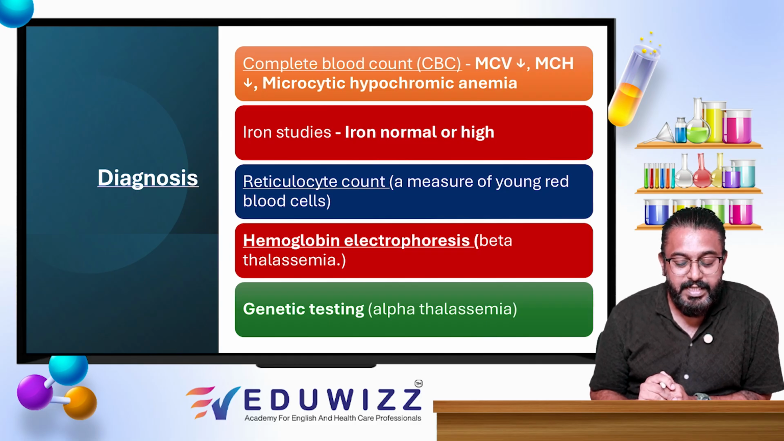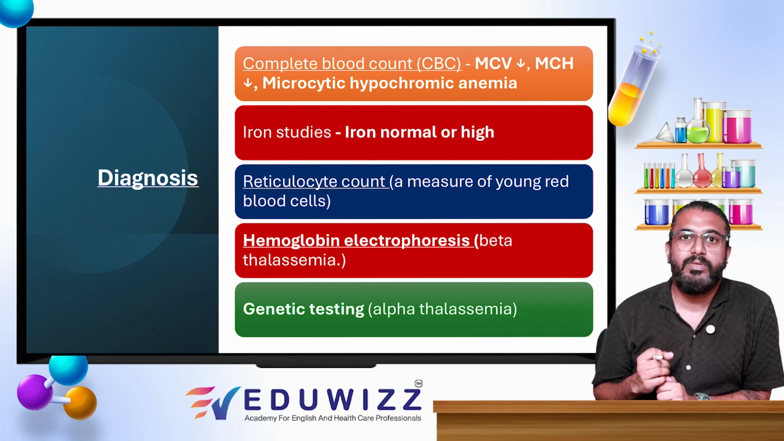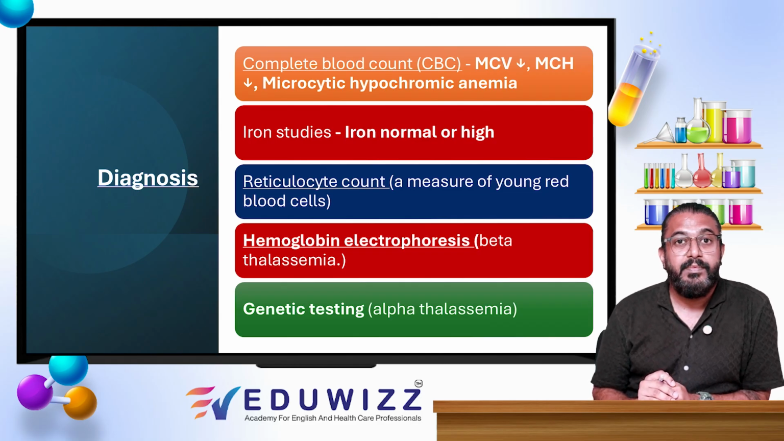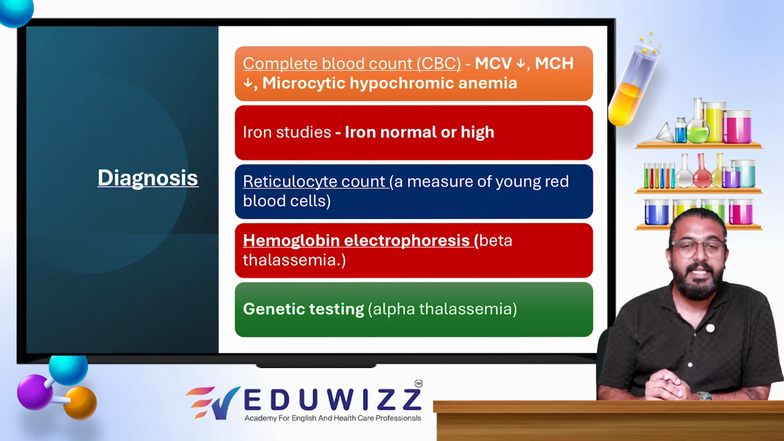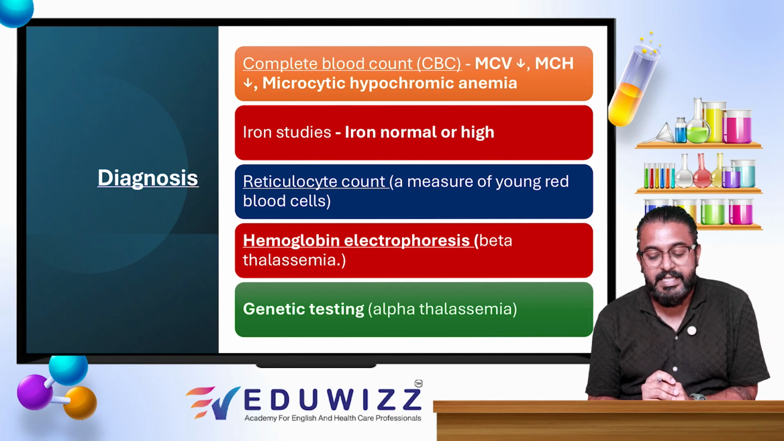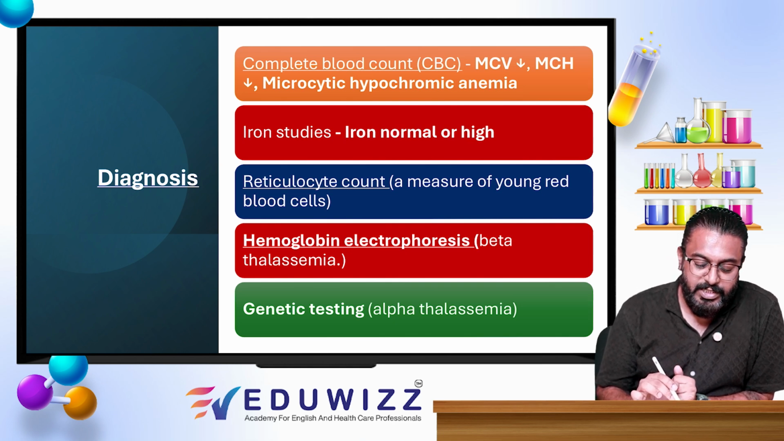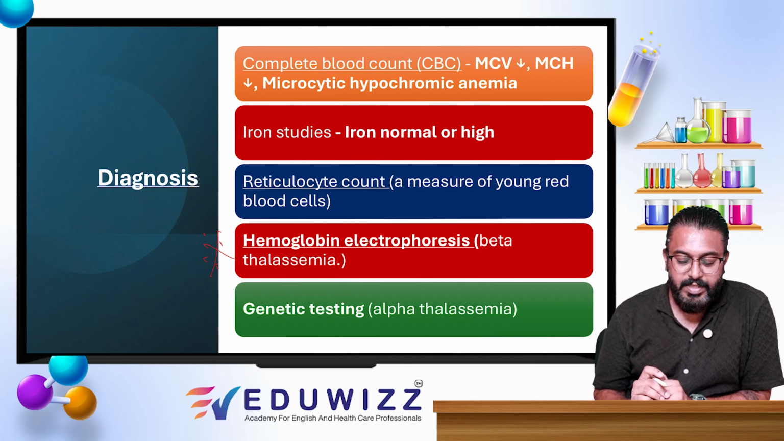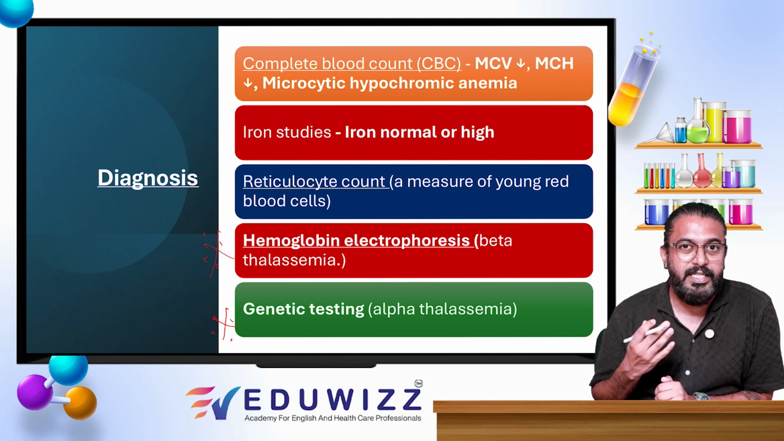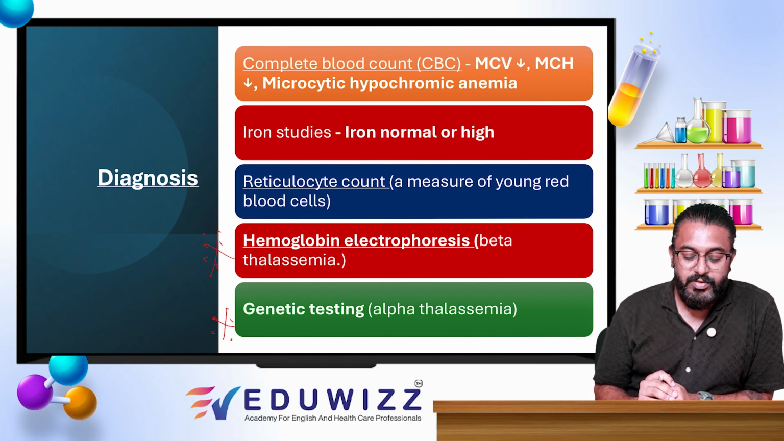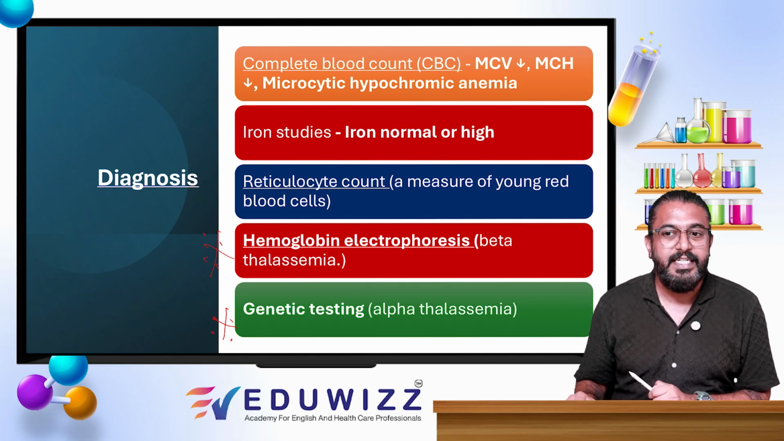And reticulocyte count, that is a measure of young RBCs, whether they are healthy or not. To detect the young RBCs, we do reticulocyte count. And the most confirmatory diagnostic test in thalassemia, especially in beta thalassemia, is electrophoresis. Okay, hemoglobin electrophoresis test. This is important. For alpha thalassemia, genetic testing is done, but since most questions come from beta thalassemia, the diagnostic test is the electrophoresis test or hemoglobin electrophoresis test.